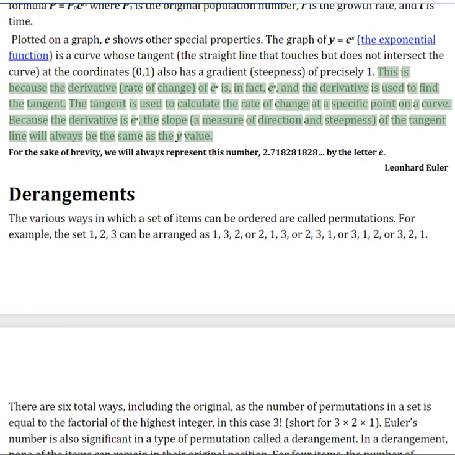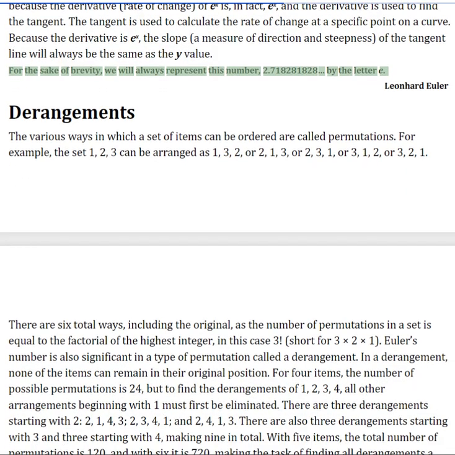The tangent is used to calculate the rate of change at a specific point on a curve. Because the derivative is e^x, the slope of the tangent line will always be the same as the y value. For the sake of brevity, we will always represent this number, 2.718281828, by the letter e.